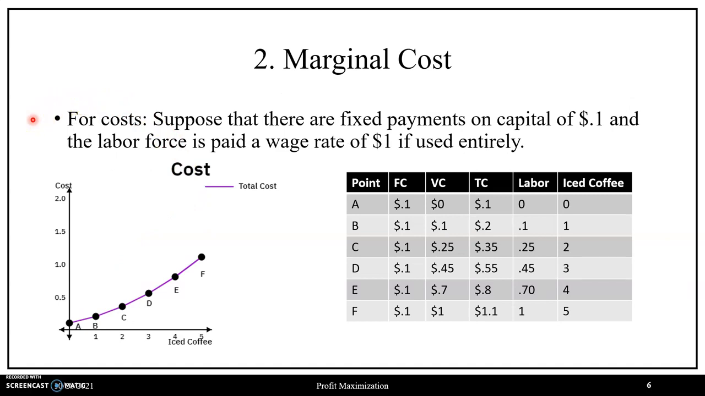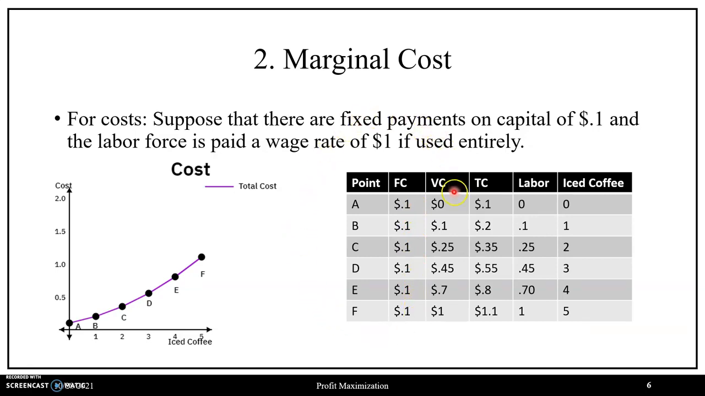Now moving on to our cost structure. For costs for this coffee shop, suppose that there are fixed payments on capital of 10 cents and the labor force is paid a wage rate of $1 if the entire labor force is used. In order to generate total costs, we need to sum fixed costs and variable costs. Beginning with fixed costs, regardless of the labor being used to vary our output, our fixed payment on capital of 10 cents will remain the same. So regardless of output, fixed costs will remain at 10 cents.